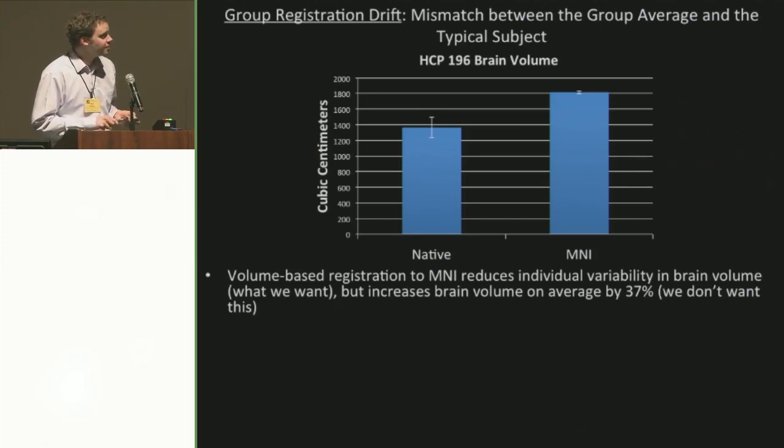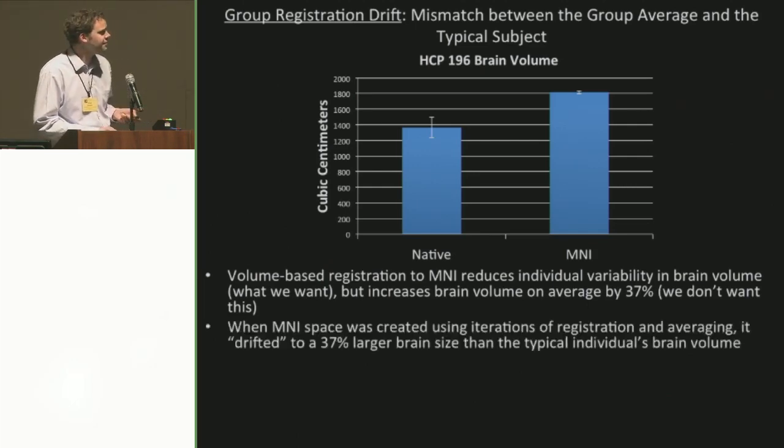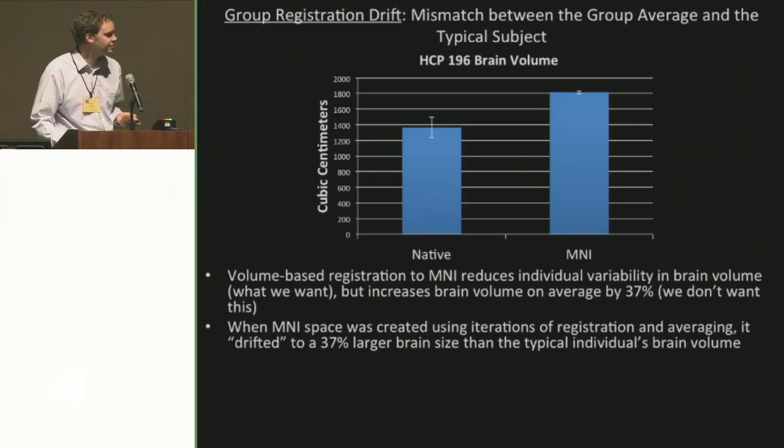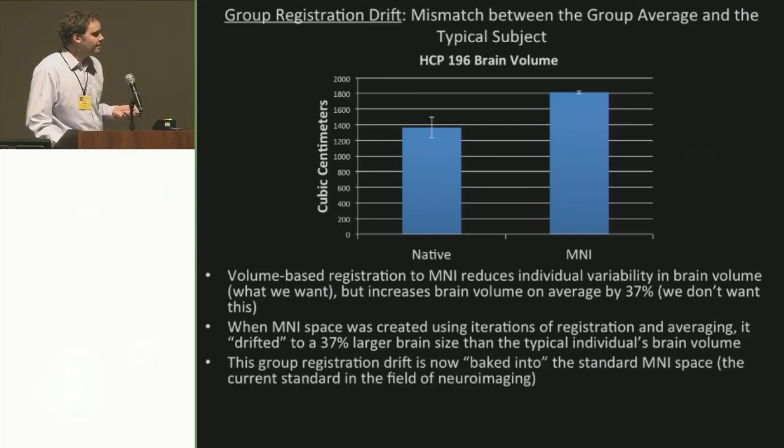But you also get this increase in brain volume, and that's not something you were after. You were just wanting to reduce variability. You didn't want to actually change what the average was. And it increases by 37%. And that's because when MNI space was created using iterations of registration and averaging, basically, the template drifted to a 37% larger brain size than the typical individual subject's brain volume. So these are the same brains here, it's just before and after registration to MNI space. And this is now baked into the standard space.